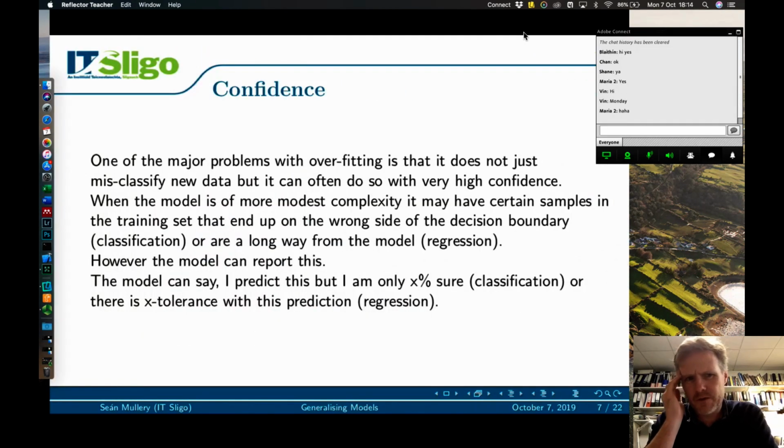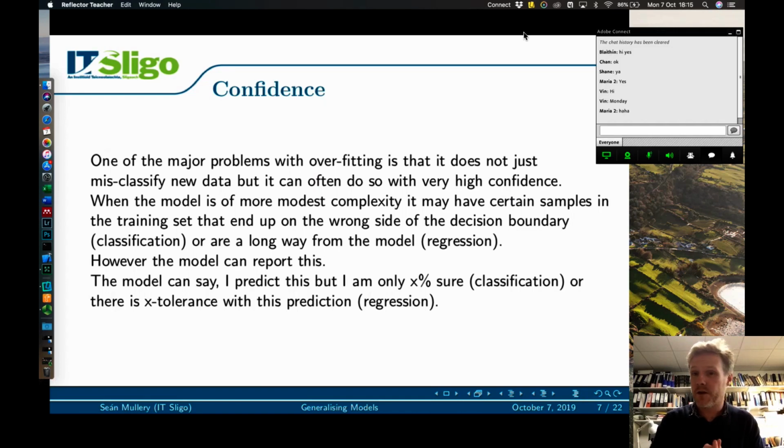So one of the major problems with overfitting is that it doesn't just misclassify some of the time. That wouldn't be so bad, but it can often do so with a very high confidence. And what this basically means is that we get a suggestion of, let's say it's a classification, and we say, well, it's class 0 or it's class 1. And it can often say that it's very, very confident of that. Whereas our simpler model might say, okay, I think it's this, but I'm not very confident. Obviously kind of personifying what the model is going to do. That might be what it would tell us.